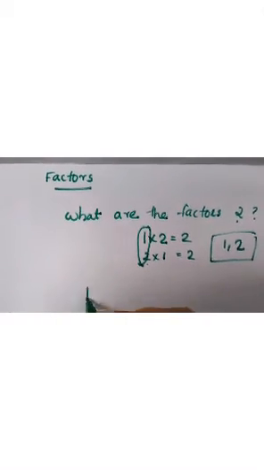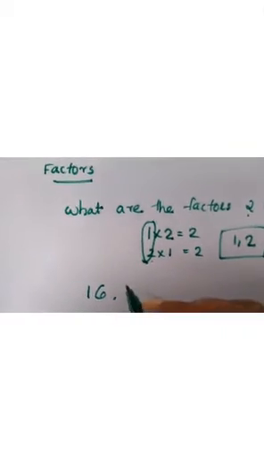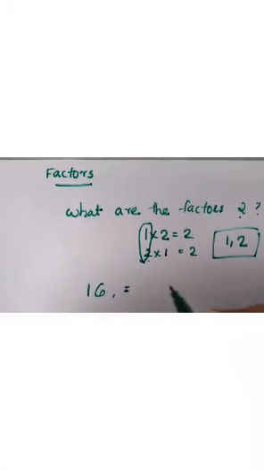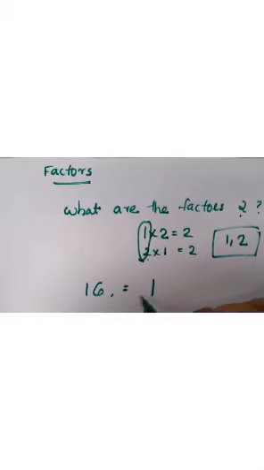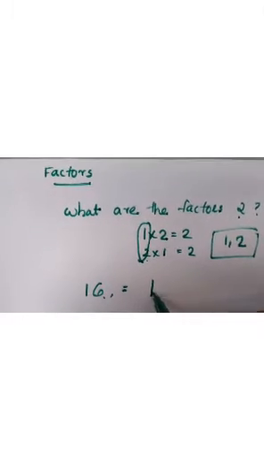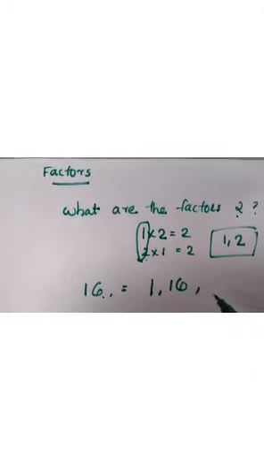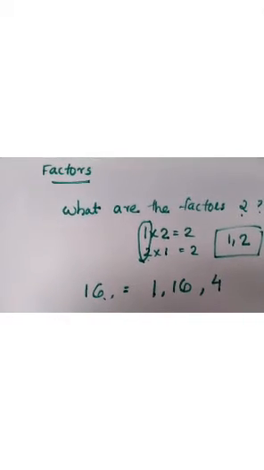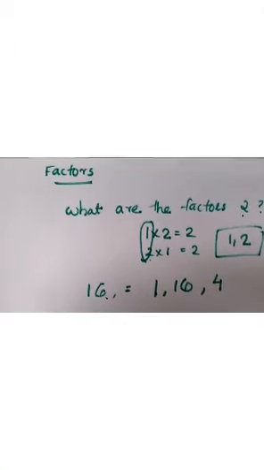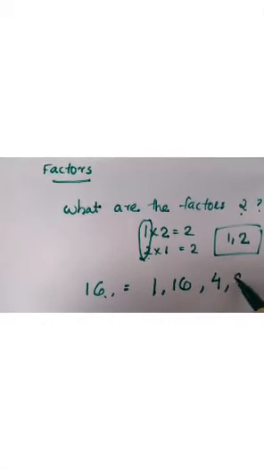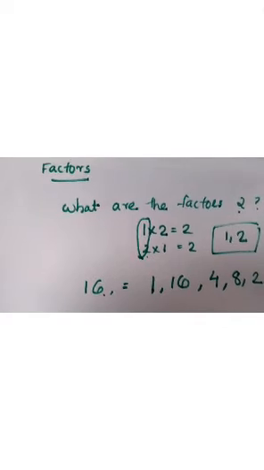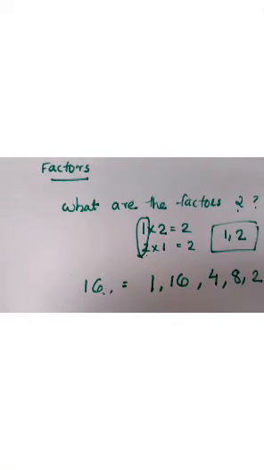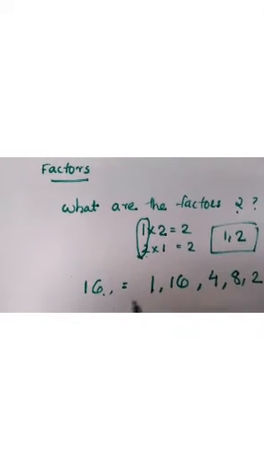And the factors of 16 should include 1. For any number, 1 is a factor, and the number itself is a factor. Okay. The next factor is 4. 4 times 4 is 16, so we need not write the same thing once again. Next, 8 times 2 is 16. So 8 and 2. These are the factors of 16.